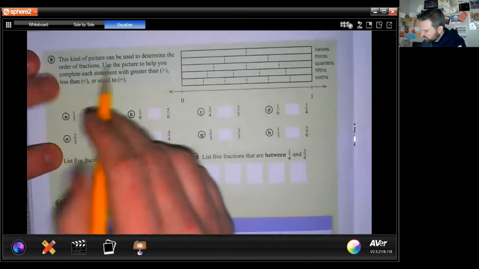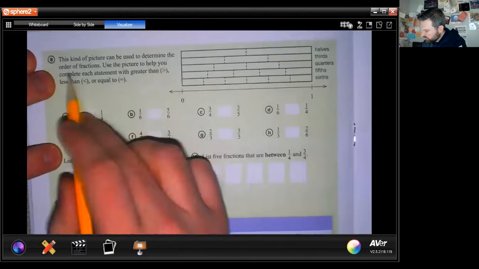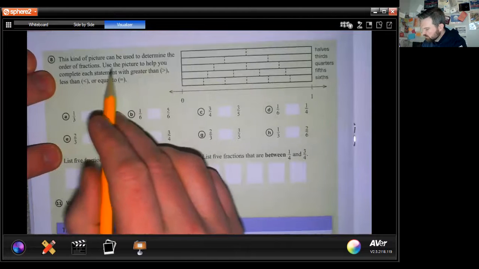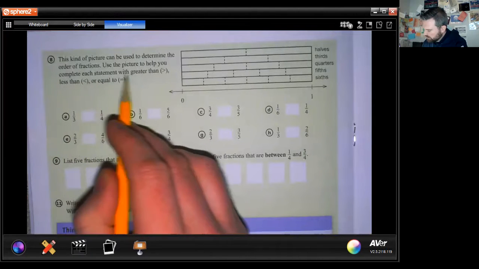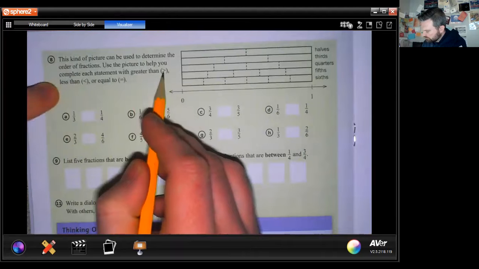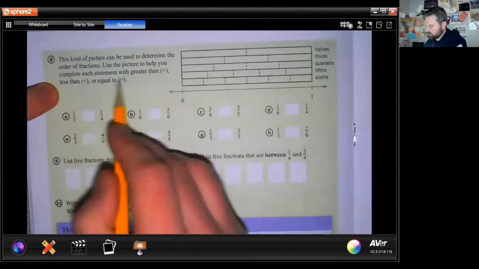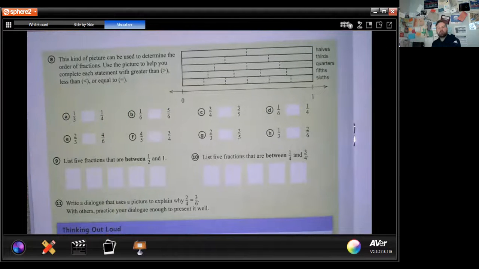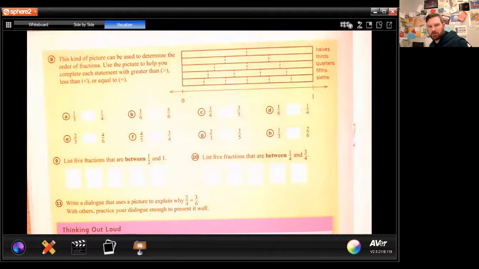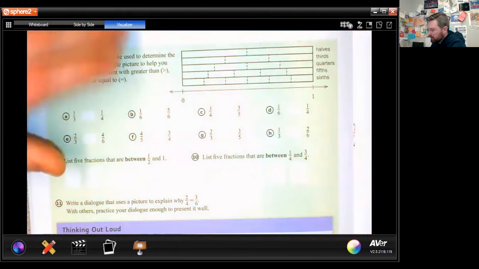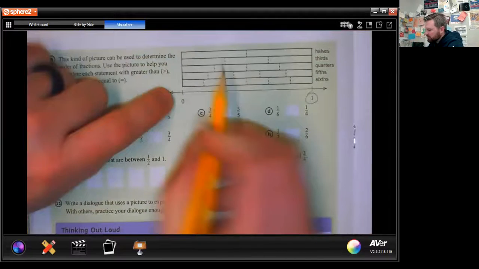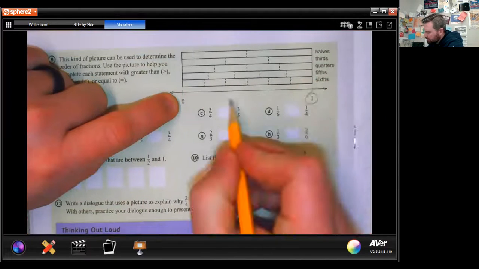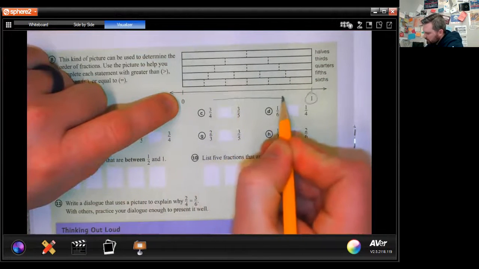This kind of picture can be used to determine the order of fractions. Use the picture to help you complete each statement with a greater than, less than, or equal to. Okay, so now I've got to figure out which fractions are bigger than the others. Remember, here's 1 and here's 0. If it's further this way, it's larger.